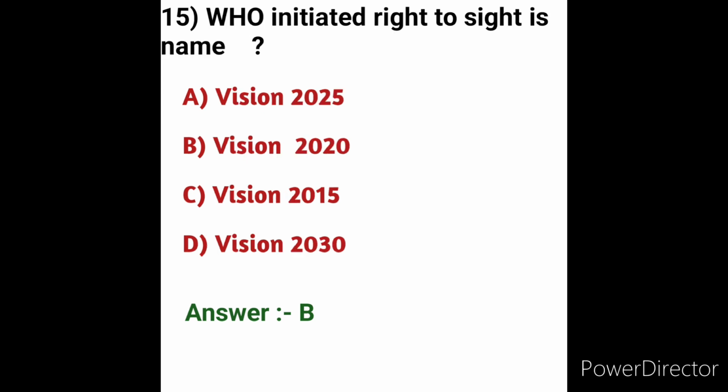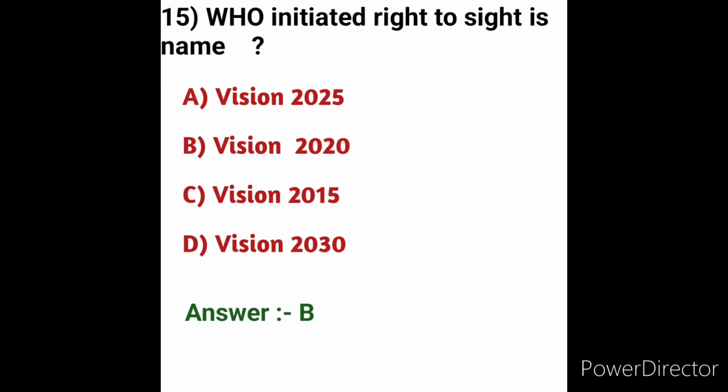WHO initiated Right to Sight. What is the name of Right to Sight according to WHO? We'll see the options here: Vision 2025, Vision 2020, Vision 2015, Vision 2030.